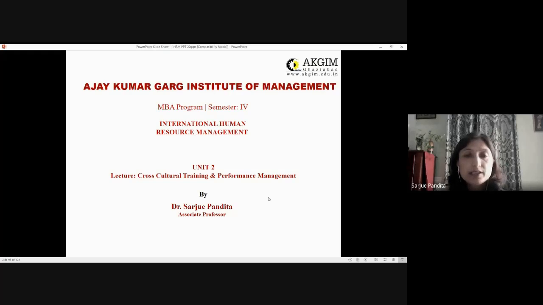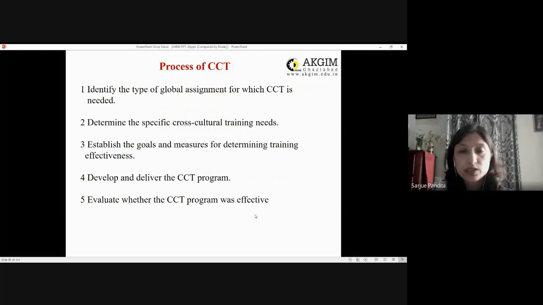So we have already discussed what cross-cultural training is, and what areas are looked after by cross-cultural training. Today we'll be discussing the process of cross-cultural training. The process is divided into 5 steps. First is identifying the type of global assignment for which CCT is required. Determine the specific cross-cultural training needs. Establish the goals and measures for determining training effectiveness. Deliver the CCT program and evaluate whether the CCT program was effective.